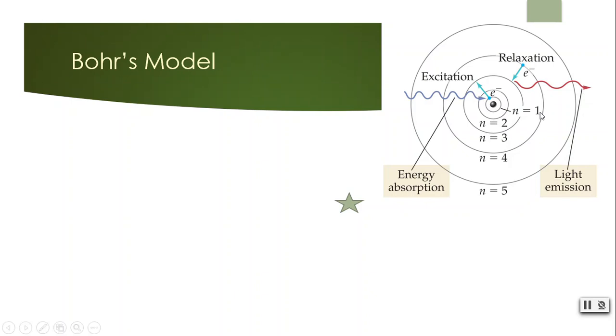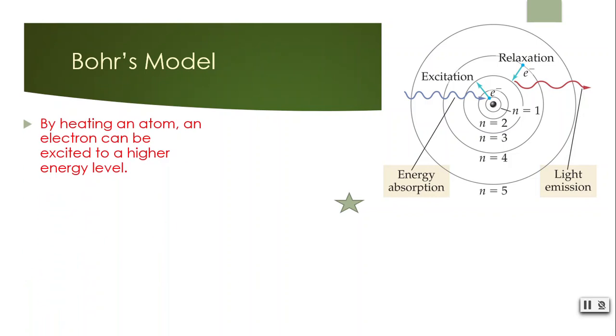Orbits are designated by this n value of whole numbers. The further away you get from the center of the atom, the higher the orbit number gets. And now let's talk about what happens when an electron, specifically in a hydrogen atom, goes between one orbit and another. So let's look at the first one.